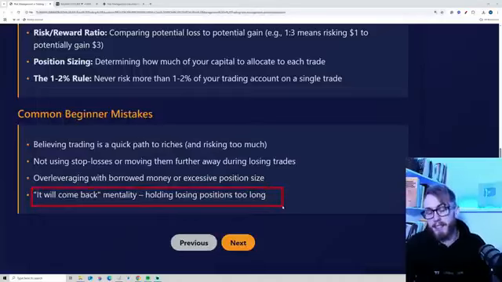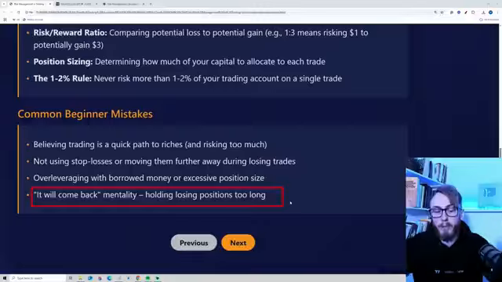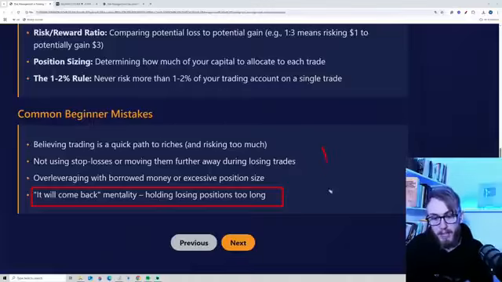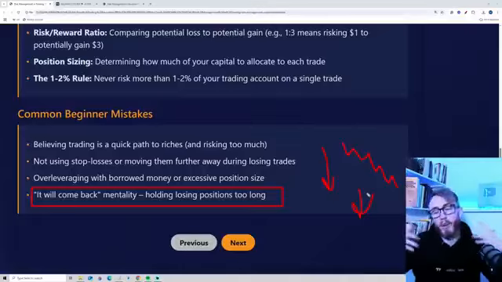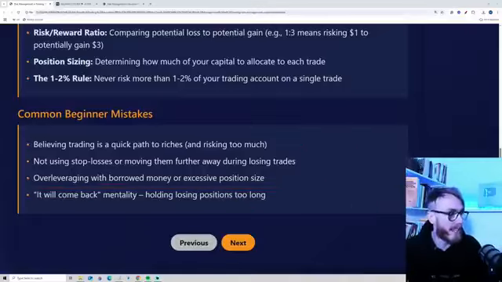Last but not least, another very common mistake is what I call the "it will come back" mentality. That is basically that you hold on to a losing position for way too long. Perhaps you move down your stop loss, the price continues to go down, you move down your stop loss even more, and you think the price will eventually come back. This is a very dangerous mentality.